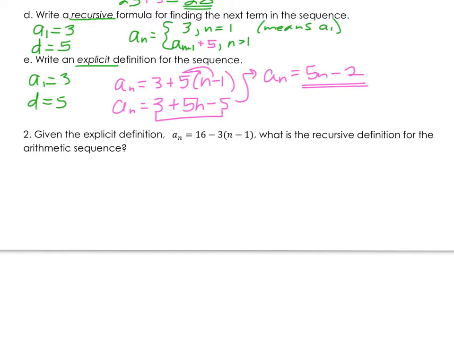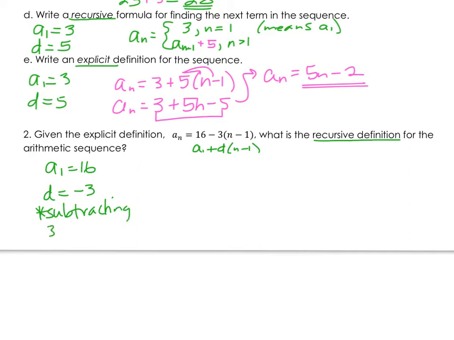Given the explicit definition, a sub n equals 16 minus 3 times n minus 1, what is the recursive definition? Taking a look at the template, a sub 1 plus d times n minus 1, this would indicate that a sub 1 equals 16. That would be the value of our first term. d is actually negative 3. That means we're subtracting 3 each time instead of adding in our pattern. Just writing that in for a little extra info.